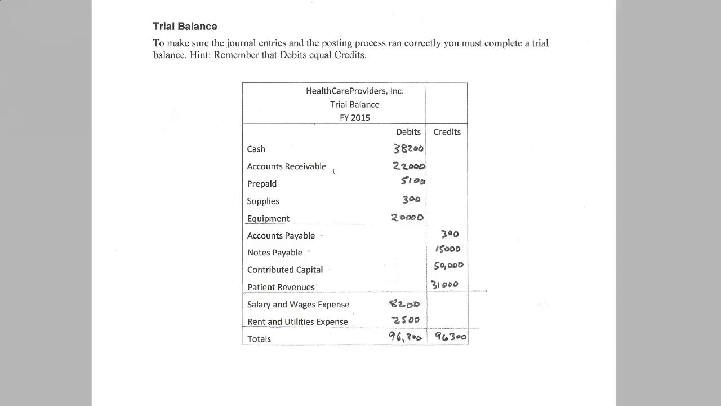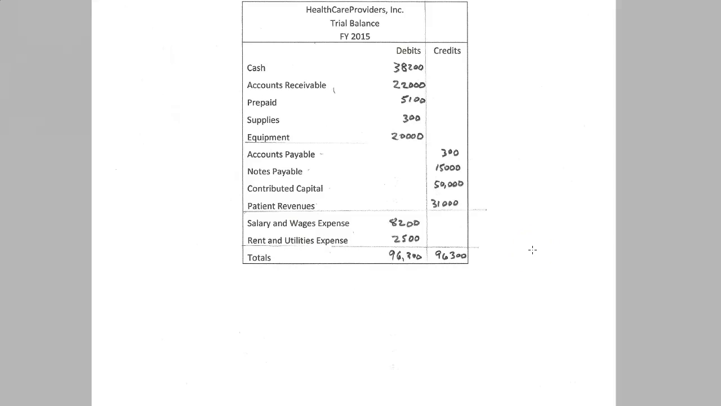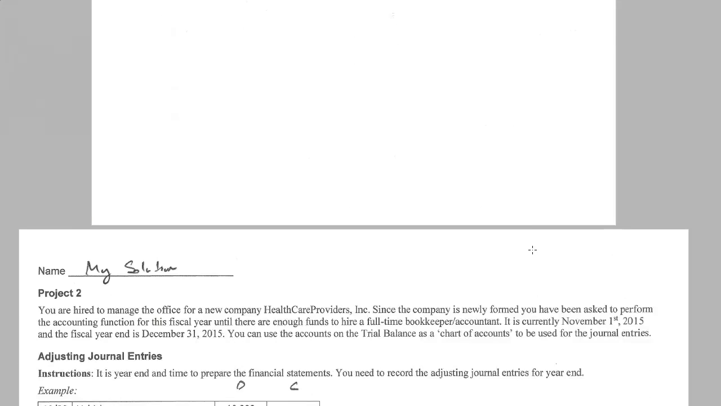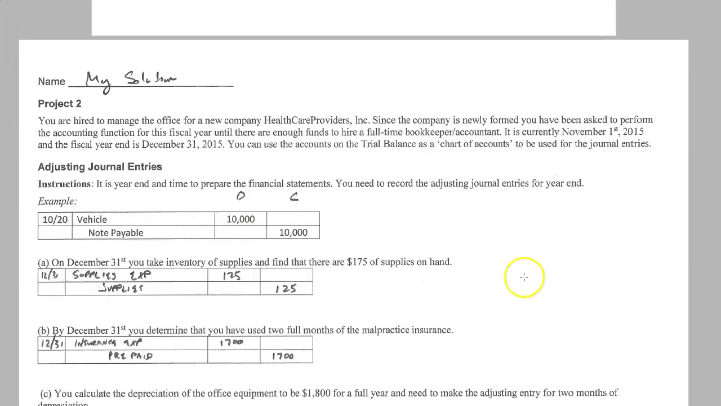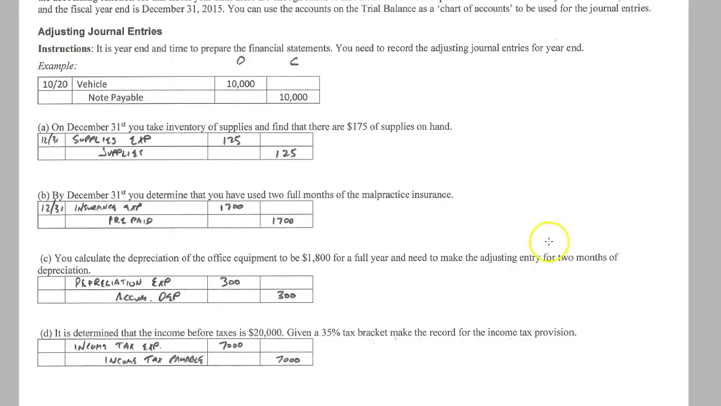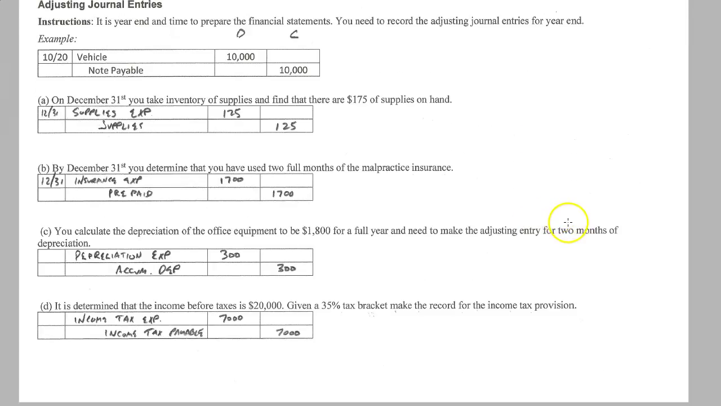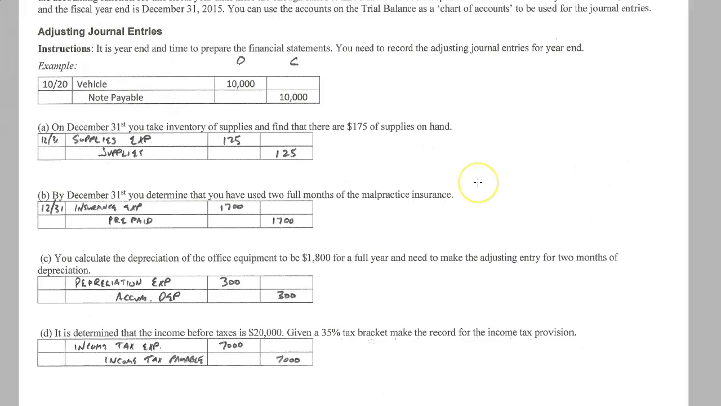Okay, so that's a walkthrough on Project 1. Now, I'll pause here for a moment and then we'll take a look at Project 2. All right, let's step in here and look at Project 2, my solution. Project 2, hopefully a little simpler. Project 2 is about these adjusting entries.